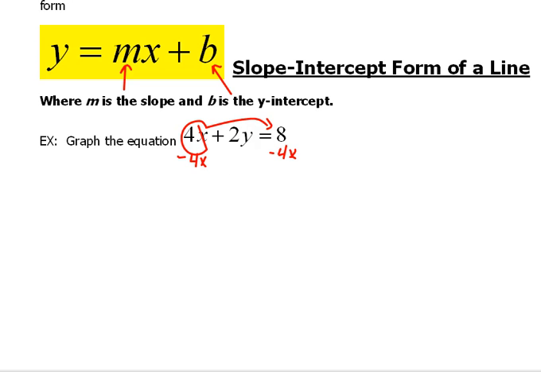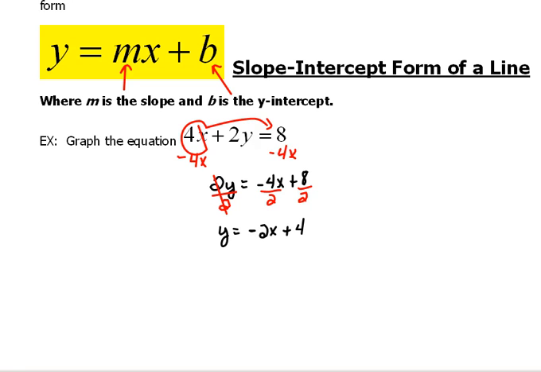And now we'll have 2y equals, I'm going to put the 4x first because notice the x comes before the plain numbers. So -4x, and then we have a positive 8. Now we need y alone, not 2y. So I'm going to divide every term by 2 just to make it easier to see.